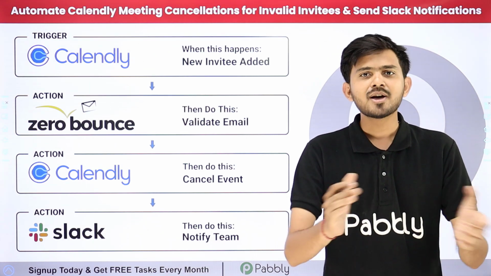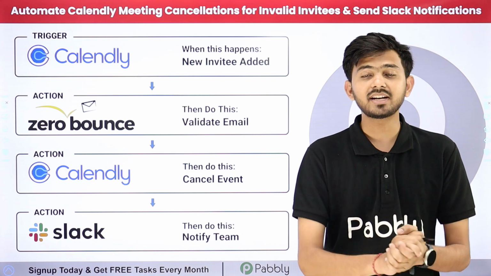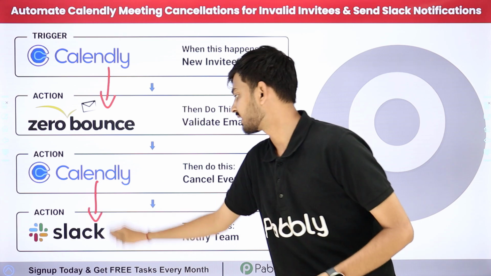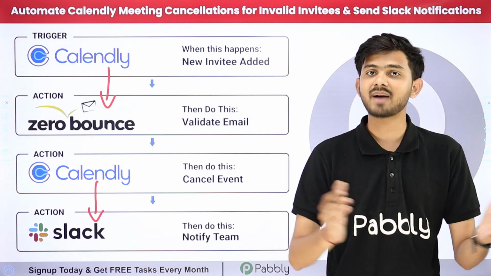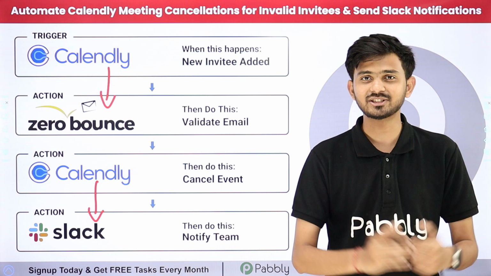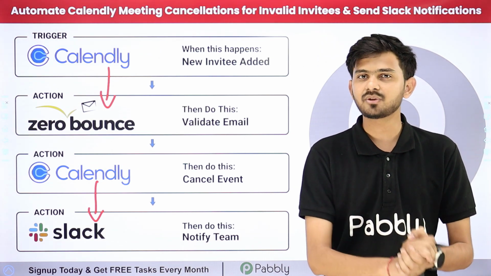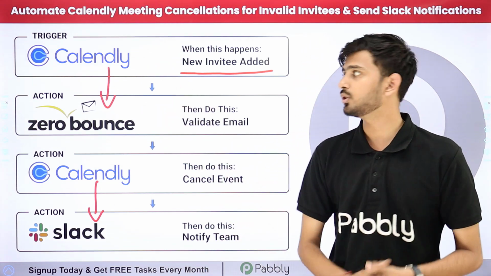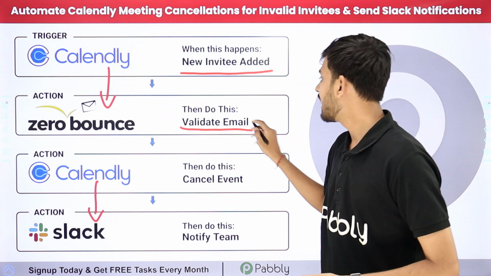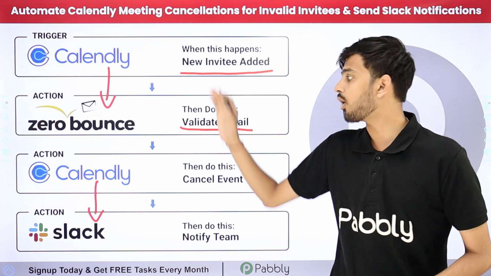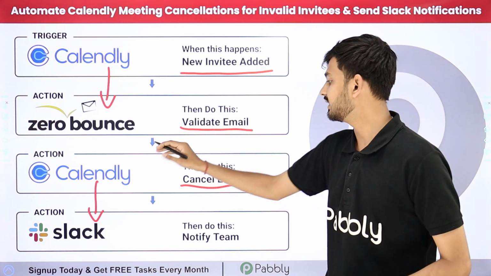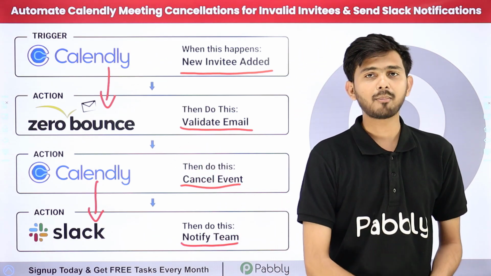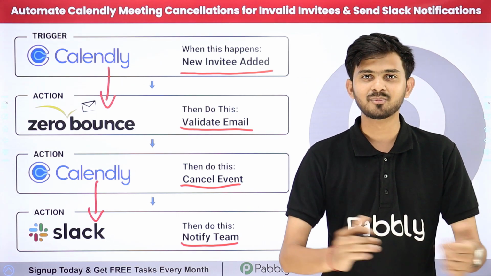So for my objective, I need to build a connection between Calendly, ZeroBounce and Slack. For building this connection, I'm going to use Pabbly Connect, which is an amazing software for automation and integration. With Pabbly Connect, whenever I receive a new invitee added in my Calendly account, first I'm going to validate that email using ZeroBounce, and if I receive an invalid email, then automatically it will cancel that event in Calendly and send a notification message on Slack. So how am I going to build this connection? For that, let me take you to my computer screen.